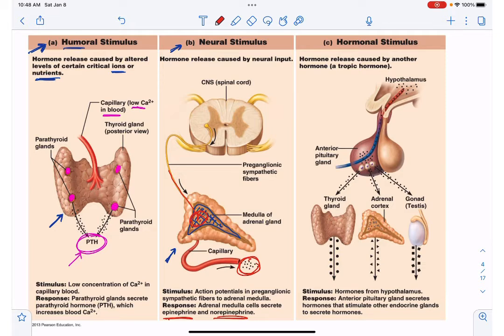So this is an example of a neural stimulus. And then these hormones, epinephrine and norepinephrine, are going to travel through the blood and act on target cells to facilitate the fight or flight response. For instance, they can act on the heart and cause the heart to contract more forcefully. They can act on the lungs and cause bronchodilation of the lungs. And so you're able to breathe more.